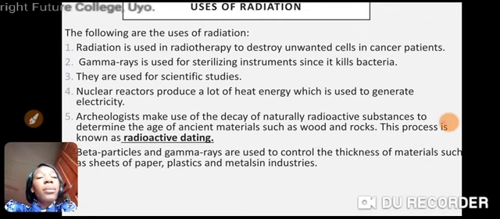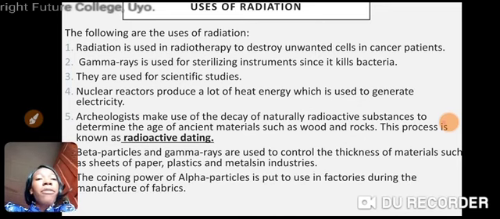Beta particles and gamma rays are used to control the thickness of materials such as sheets of paper, plastics, and metals in industry. This is due to their penetrating powers. Alpha particles are put to use in factories during the manufacture of fabrics. Because alpha particles are shielded by clothing, they are used in the manufacture of fabrics.